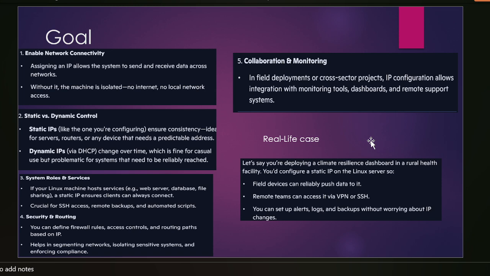We did this for system roles and services. That is, if we are using a Linux machine as host, we did this for the web server, for the database, and for file sharing. So by using a static IP address, we ensure that our clients can always connect. And this is crucial when we have remote backups and automated scripts. We also did it for security and routing, so we can define firewall rules, access controls, and routing paths based on the IP. This actually helps us in segmenting networks, isolating sensitive systems, and enforcing compliance.